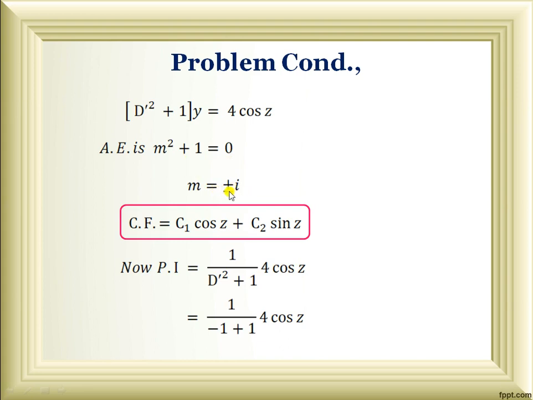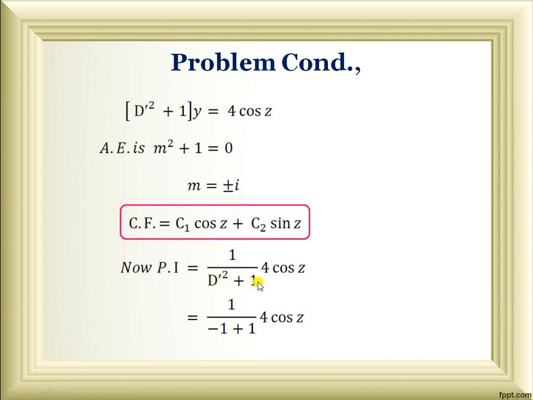Here the roots are imaginary. Here alpha is equal to 0, beta is equal to 1. So therefore the complementary function is c1 cos z + c2 sin z. Let us move on to the particular integral, which is equal to 1 by function of D' into the right hand side term. On the right hand side I am having the trigonometric term, so I need to replace only D'². We can operate only on D'²; we don't have any other replacement for D'.